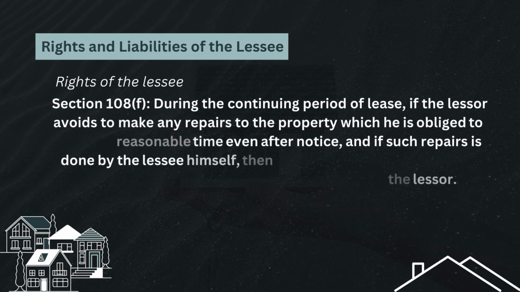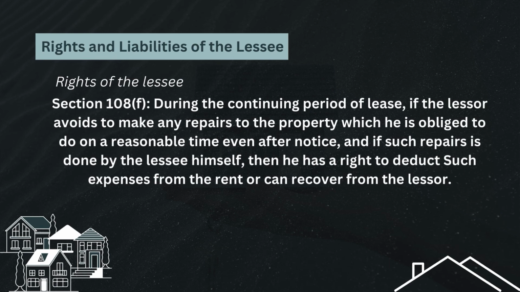Section 108 clause F: during the continuing period of a lease, if the lessor avoids making any repairs to the property which he is obliged to do within a reasonable time even after notice, and if such repair is done by the lessee himself, then he has a right to deduct such expenses from the rent or can recover them from the lessor.